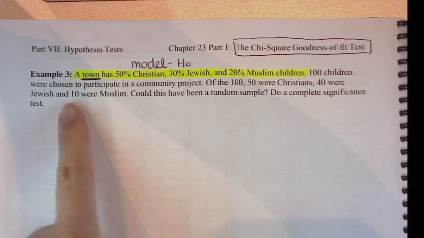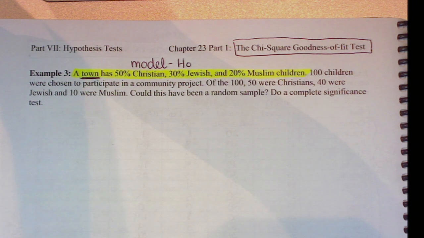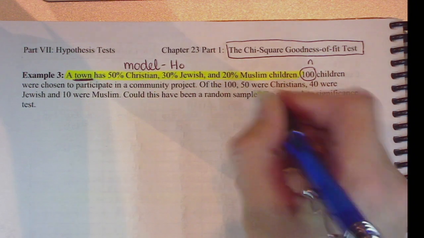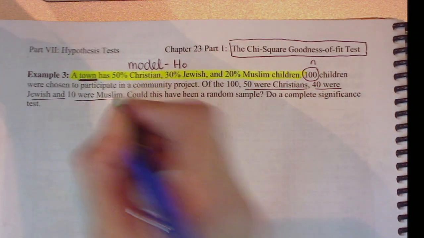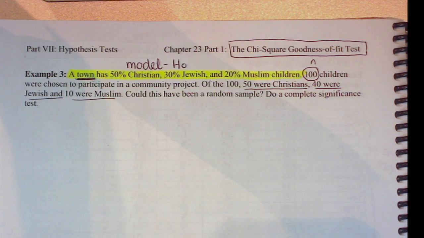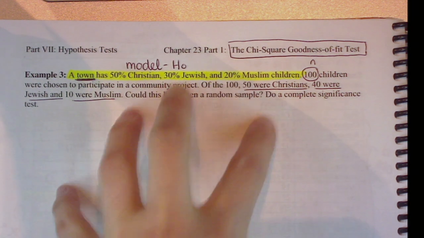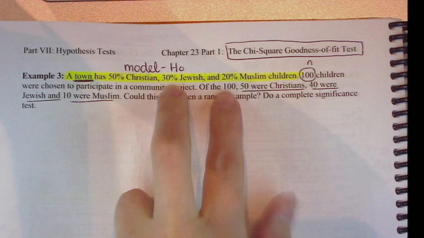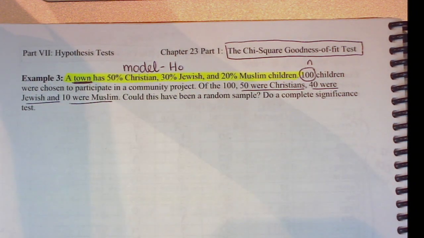It says 100 children were chosen at random to participate in a community project. So my N is 100. And of the 100, 50 were Christian, 40 were Jewish, and 10 were Muslim. So we were just slightly off what we expected. This is what I observed. The model is what I expect. Could this have been a random sample? Because if it was a random sample, I should get exactly this within just a little bit of error.